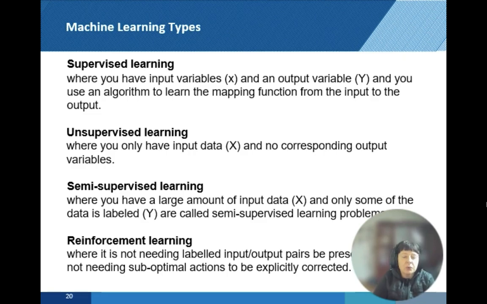How to teach a machine? So there are different types of machine learning. There is supervised learning, when you have input variables and an output variable, and you use an algorithm to learn the mapping function from the input to output. In unsupervised learning, the machine gets just the input data and no corresponding output variables. In semi-supervised learning, it's both. So a part is labeled with input and output data, and some is only input data. And reinforcement learning, where there is no need for labeled output, input pairs, but the machine learns from the environment.